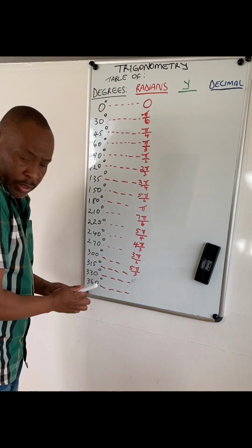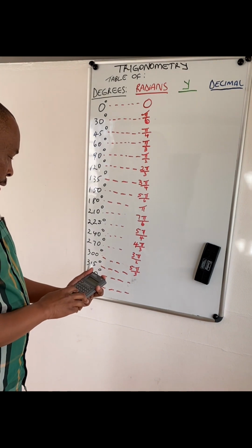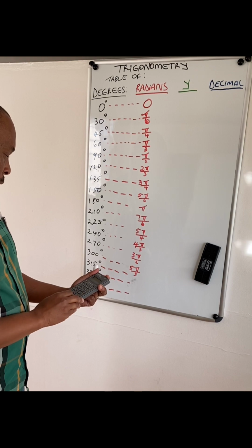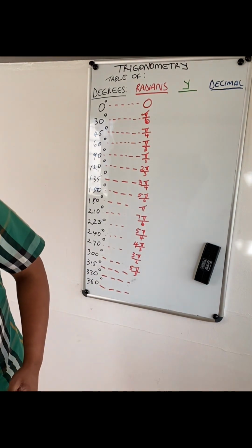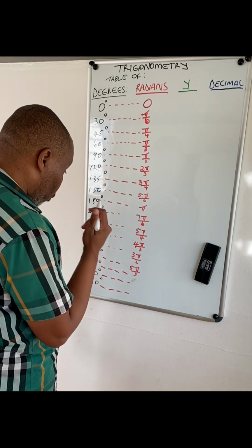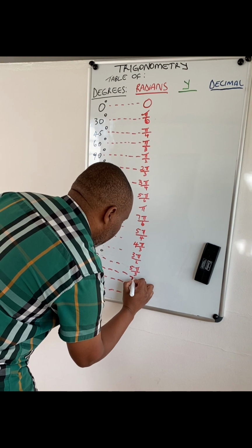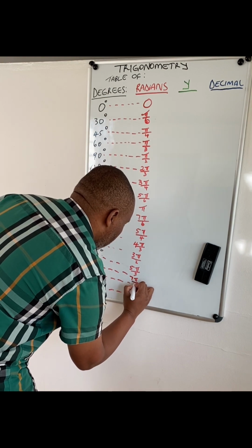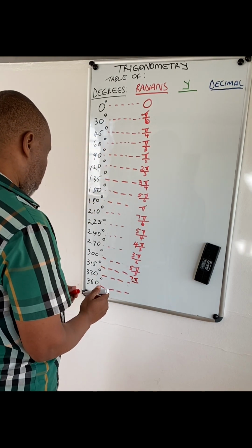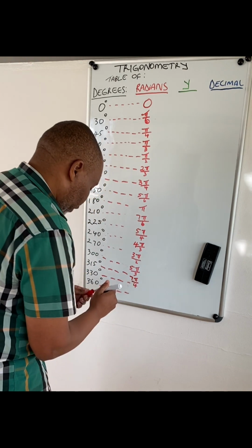Let's confirm that with a calculator. 180 times 5, divided by 3, is 300. Yes, 5 pi over 3 at 300, and 315 would be 7 pi over 4.